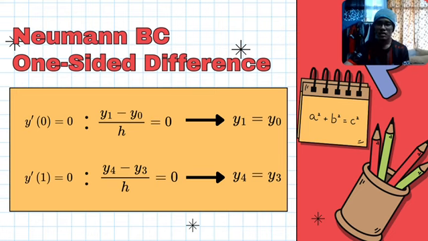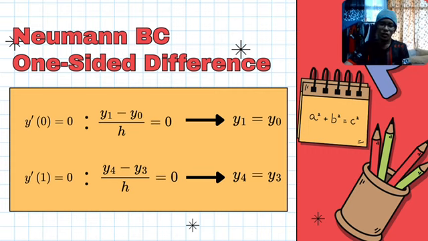I would like to explain about Neumann BC one-sided difference. In the Neumann boundary condition, we are given the slope or derivative at the boundary, namely y prime 0 and y prime 1. However, the boundary values y0 and y4 themselves are unknown. Therefore, we need to approximate the derivative using a finite difference formula.